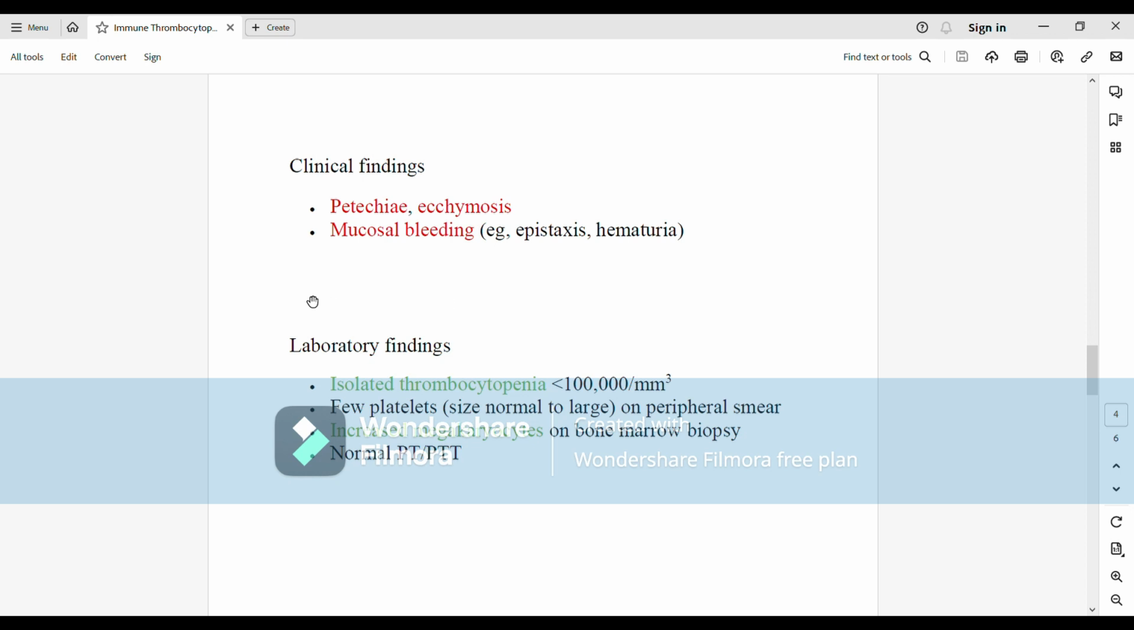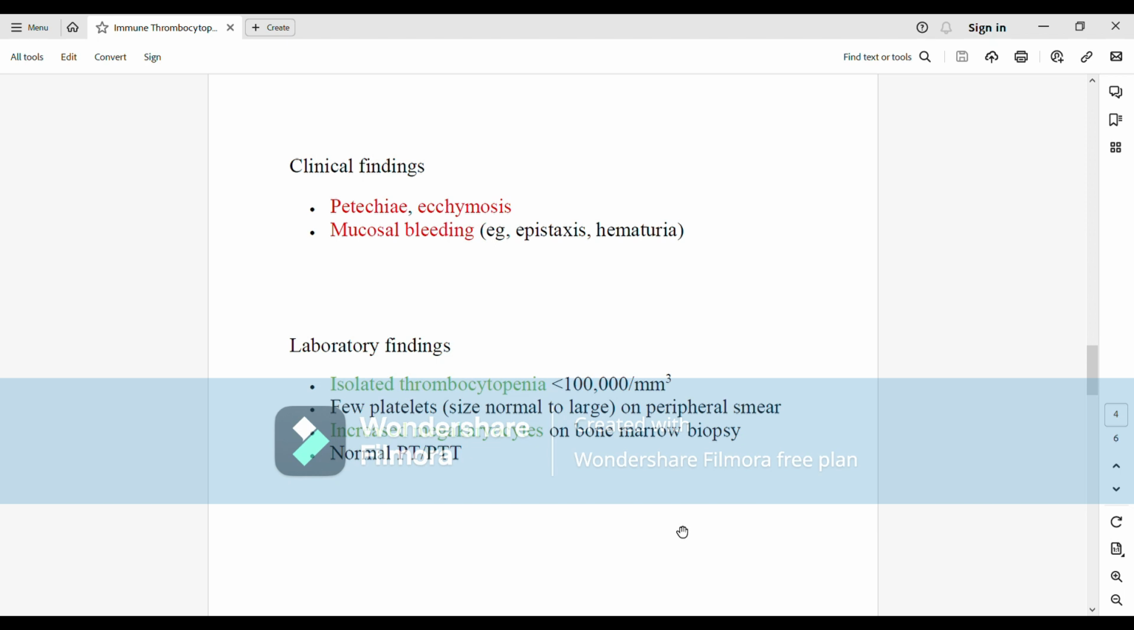So what are the lab findings that we can find in immune thrombocytopenic purpura? First and foremost, you will find isolated thrombocytopenia. Isolated because the rest of the labs will be completely normal. The only finding that you will get is the low platelet count. Secondly, if you perform a peripheral smear, you will find that the platelets are fewer in number, but they are normal. And if you perform a bone marrow biopsy, you will see increased megakaryocytes. The concept here is that megakaryocytes are the cells which make the platelets. Platelets are simply fragments of the megakaryocyte.